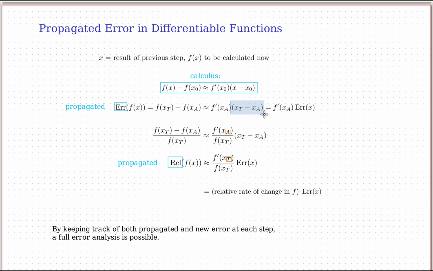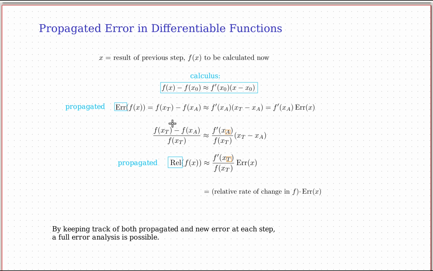Now this difference is exactly the error in x from the previous step. So we can say that the propagated error at this step is going to be equal to f prime times the error from the previous step. So that's a nice, simple way to calculate propagated error.